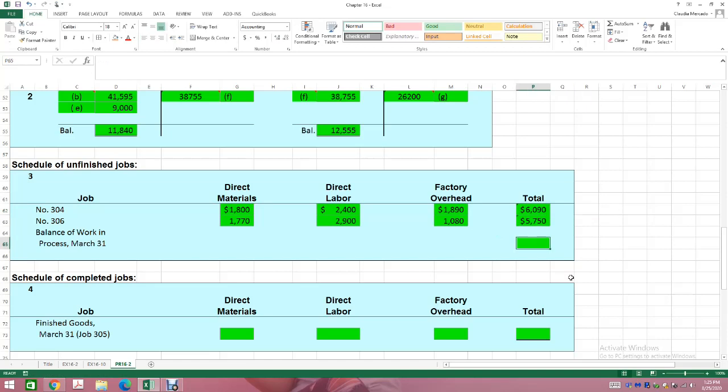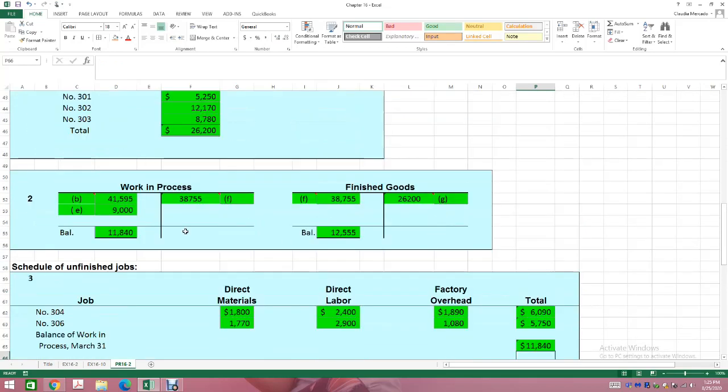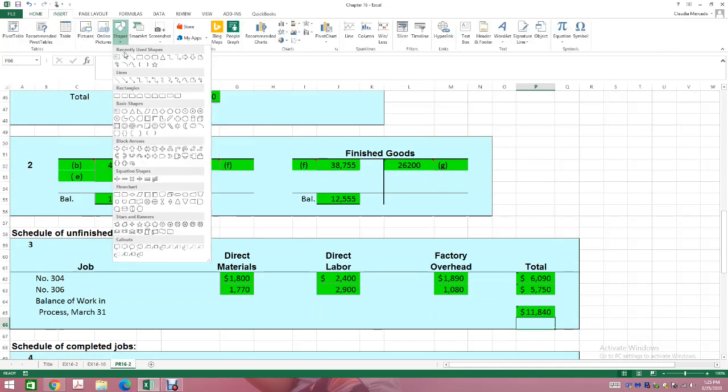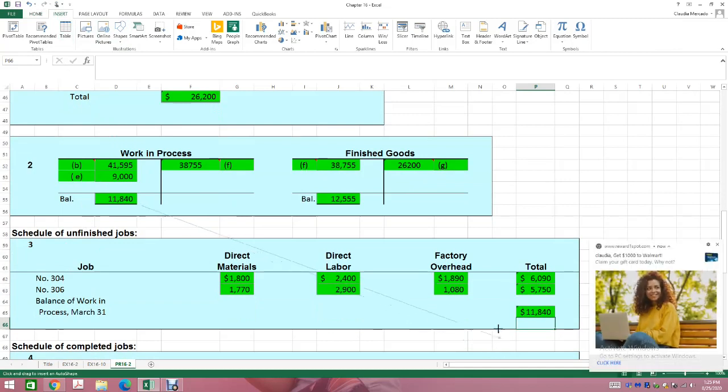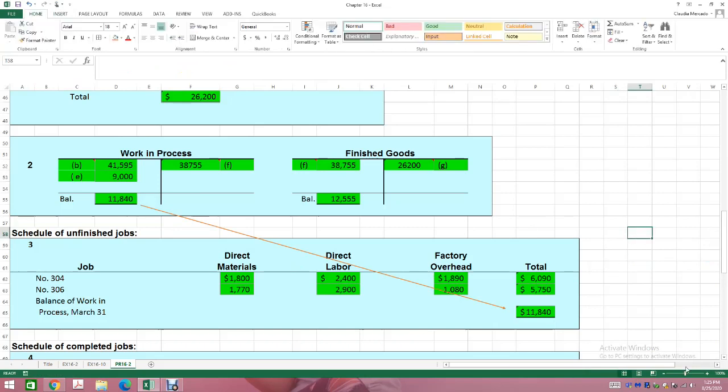So the total of my 2 jobs that have not been completed is the sum of those 2. That's 11,840. Now, if you notice, you had work in process of 11,840. Well, what makes up those 11,840? This schedule tells you what makes up those 11,840. So that number on your T account needs to match that number on your schedule right there. These are the jobs that have not been completed. The schedule supplements that information and tells you exactly which job and how much you've spent on materials, labor, and overhead.